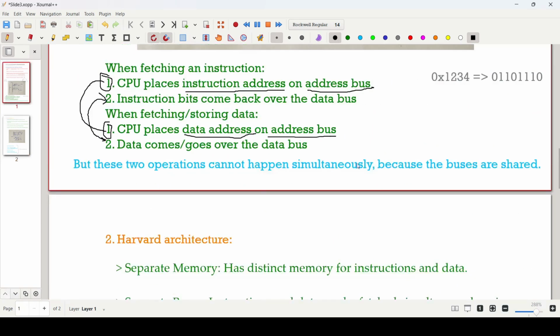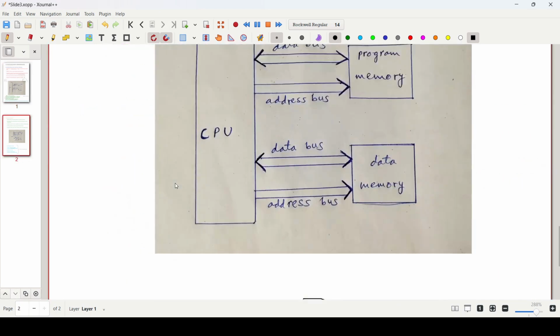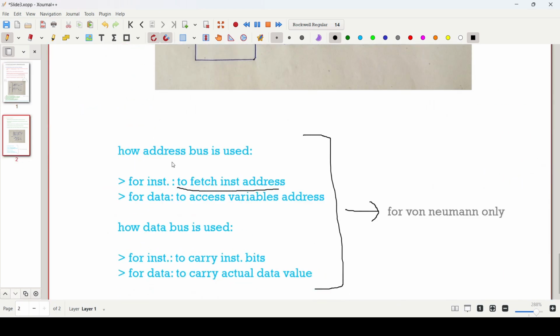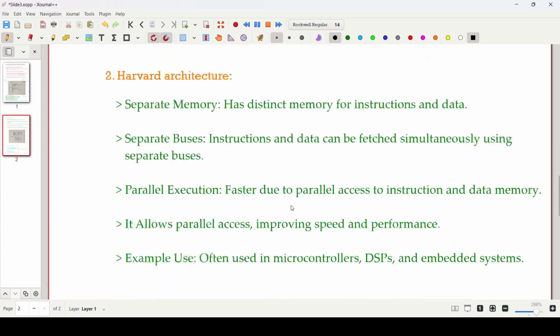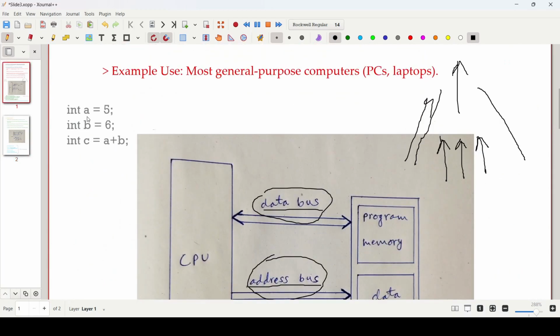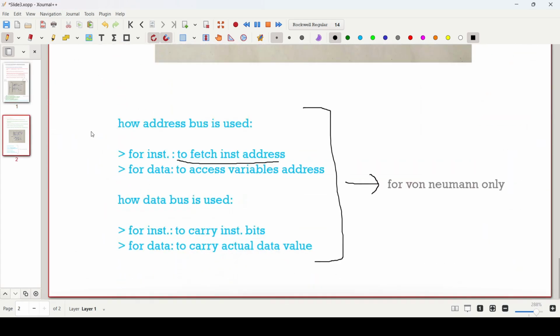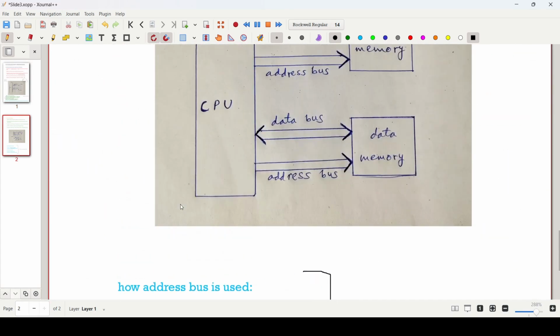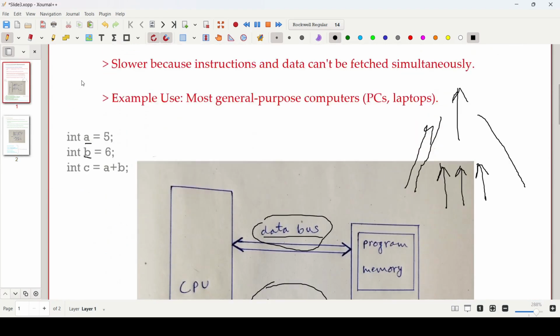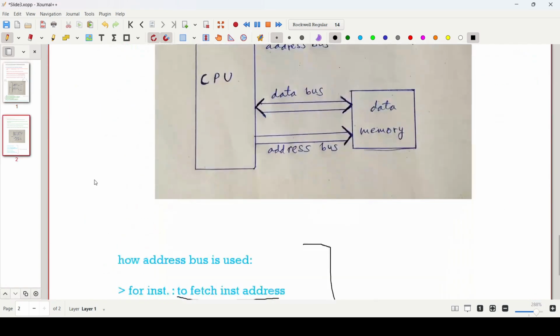The address bus is used for the instruction to fetch the instruction address. So this is the instruction address 0x1234, and the address bus is used for data to access the variable address. Suppose I defined the variables a and b here, so they will also occupy some address in the memory space. So the address bus is used for data to access these variable addresses a, b and c.